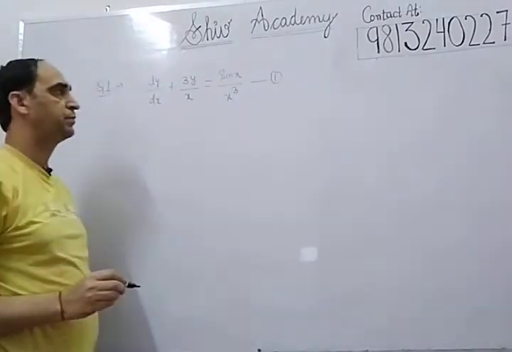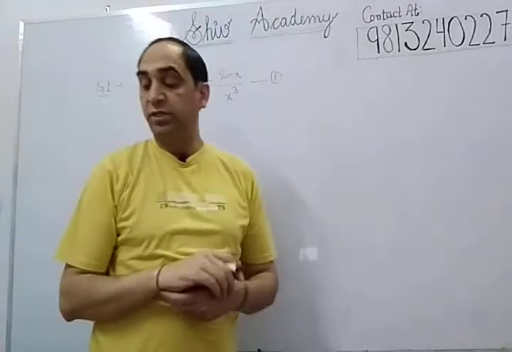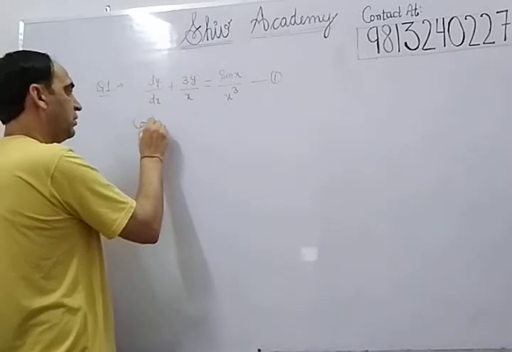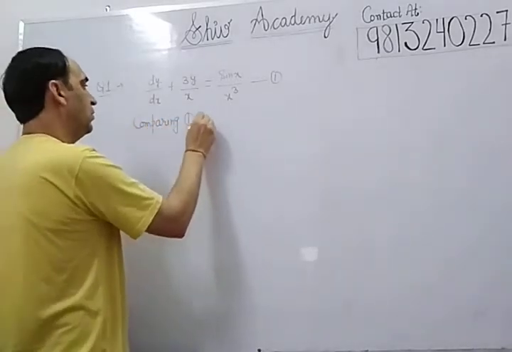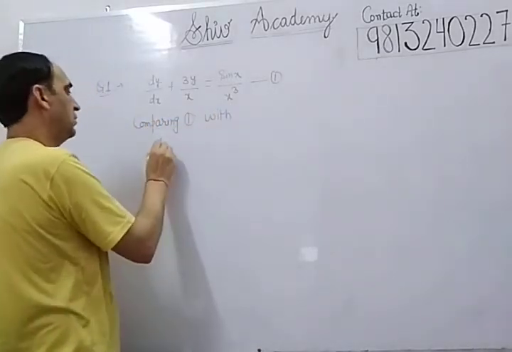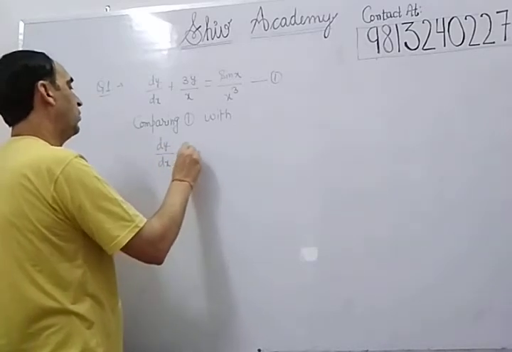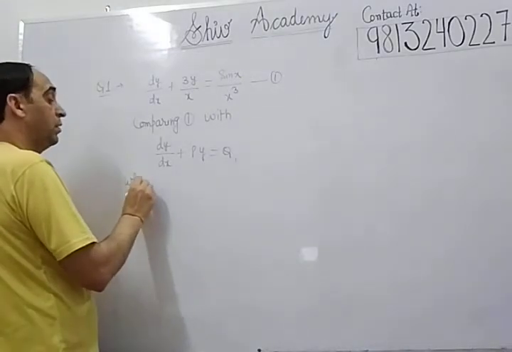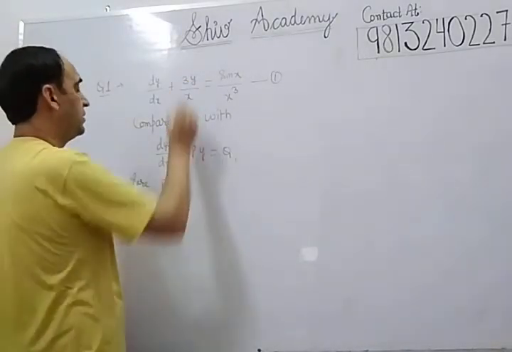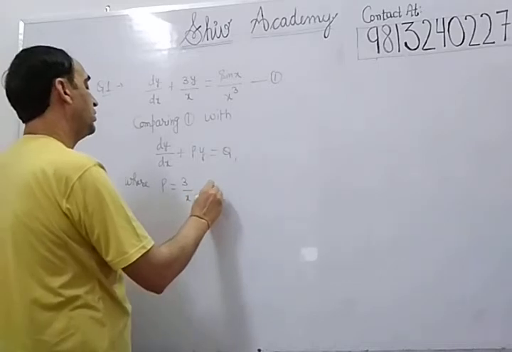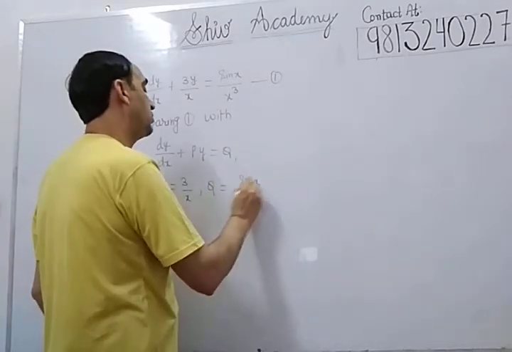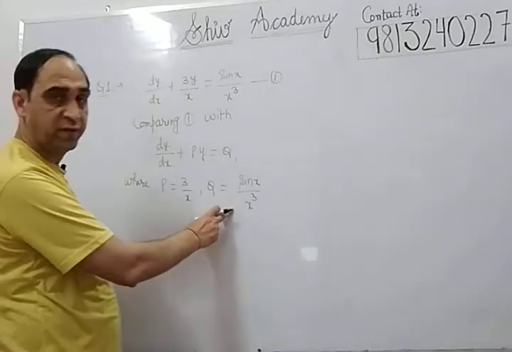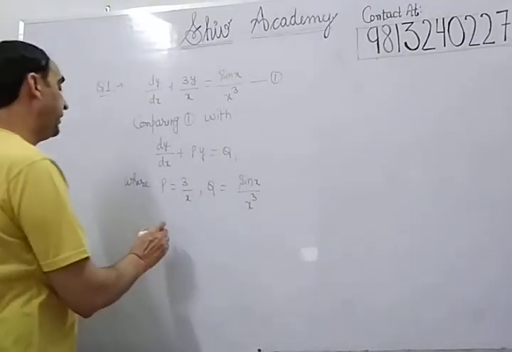We take it as 1. So dear students, to solve this equation, how do we solve it? We write, comparing 1 with, you can see clearly that it is of the form dy by dx plus py equal to q, where p is 3 by x, a function of x only, and q is sin x upon x cube. Both p and q are functions of x only. So we find the integrating factor.